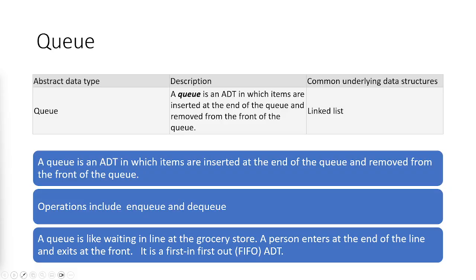A queue, something that we're all familiar with because we've waited in line at the grocery store. This uses the first in, first out principle. First person that is in line is going to be the first one that gets waited on. The last person in line is going to be the last person to be waited on. Operations for this include enqueue. So enqueue means we're going to put somebody at the back of the line versus dequeue means we're going to take somebody away from the front of the line.